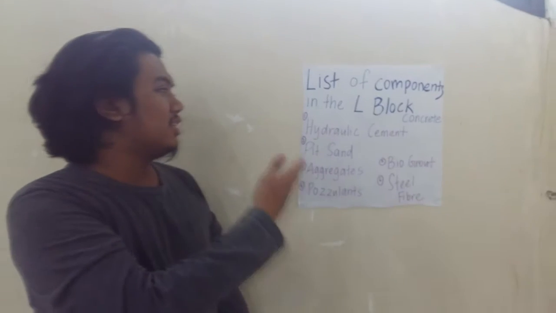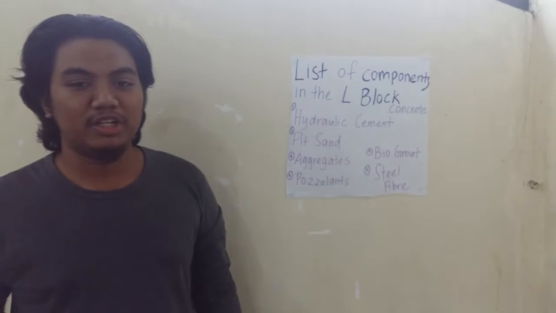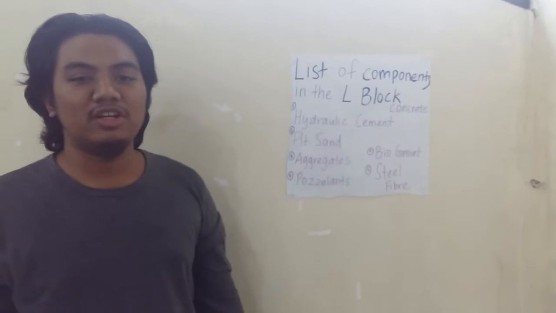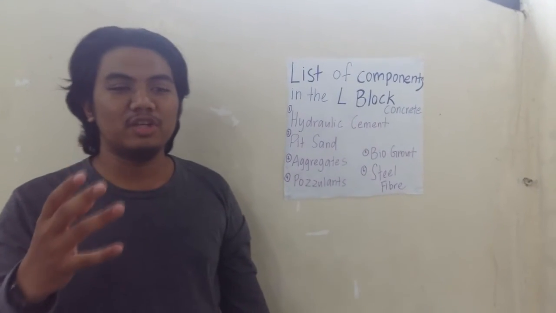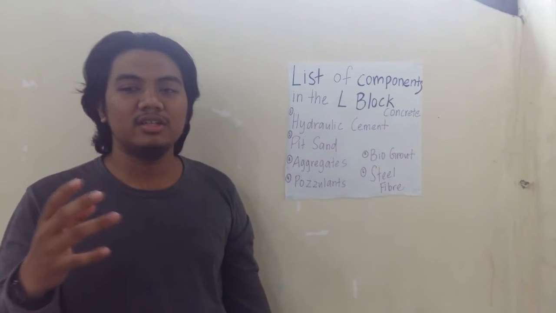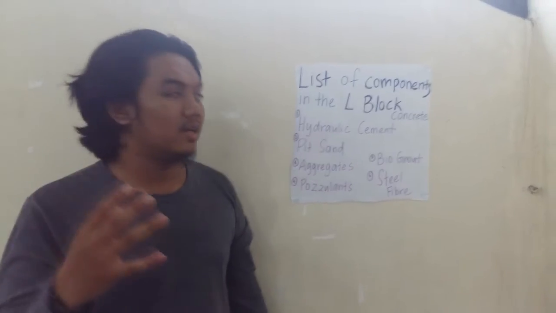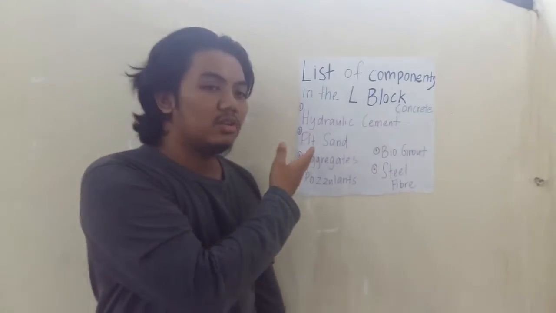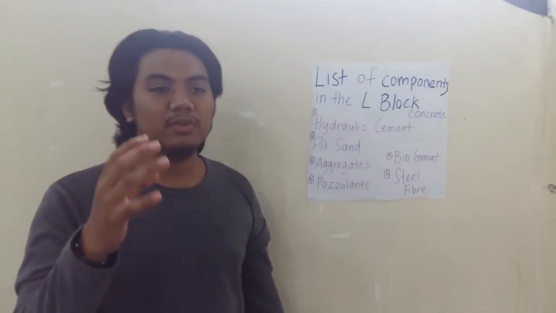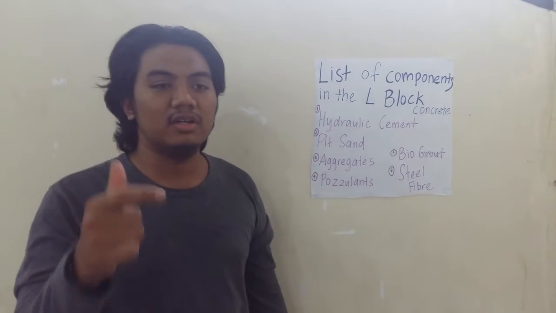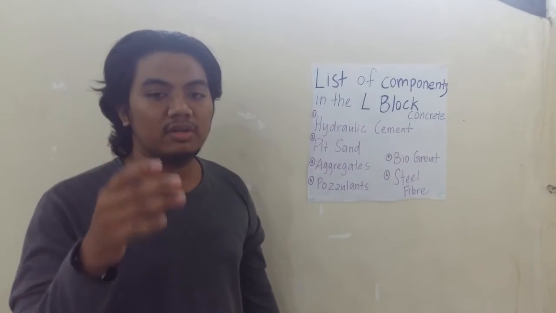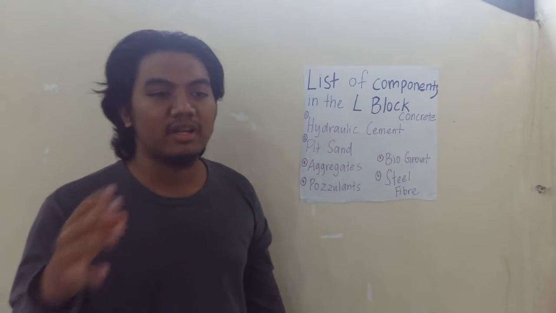This is the list of components in the L block concrete. Firstly, we use hydraulic cement. Hydraulic cement is also a Portland cement. It hardens with the reaction of water, forming a water-resistant product. Next, we also use pitch sand. Its physical properties, which are rough, angular, sharp, and coarse grain, are essential for material binding.